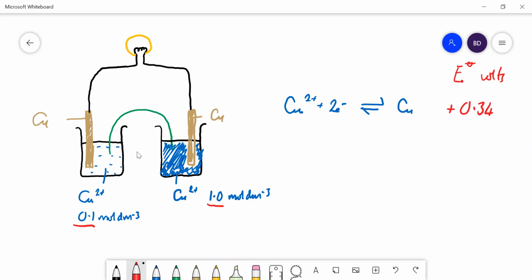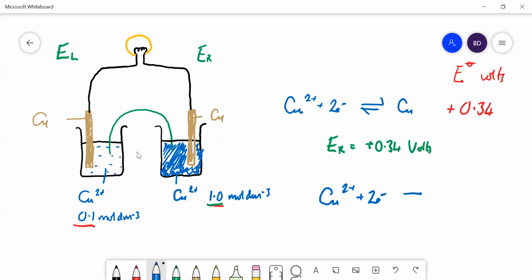per decimeter cubed. Let's call this one E left and this one E right. Now we know that the value for E right has got to be plus 0.34 volts, because that's the standard conditions, 1 mole per decimeter cubed. But let's think about E left. I'll just write the equation again: Cu2+ + 2e- ⇌ Cu, and we've got E left here.